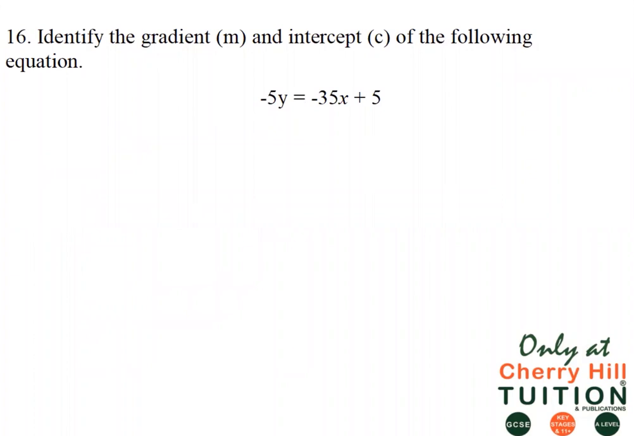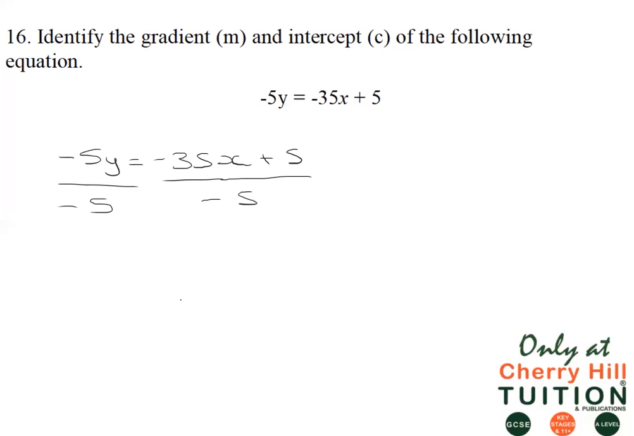Question 16, identify the gradient and intercept of the following equation. So we have minus 5y is equal to minus 35x plus 5. So again, we need to make y the subject, so we can make this equation look like y is equal to mx plus c. So minus 5y is equal to minus 35x plus 5. What we can do is divide both sides by minus 5.